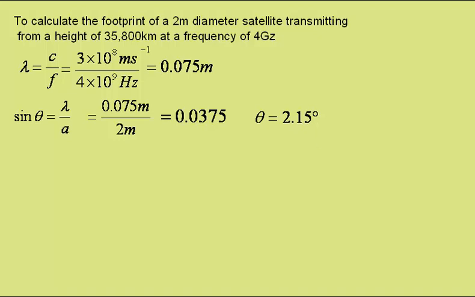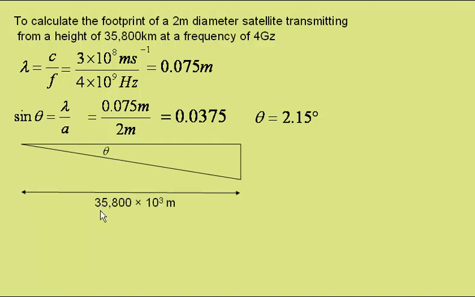Now to draw a simple diagram to help visualize the situation. The satellite would be here. This then is the Earth. Angle theta, the angle of spreading. This distance will be 35,800 times 10 to the 3 meters. I've converted to SI units at this stage from the figure in the question given in kilometers.